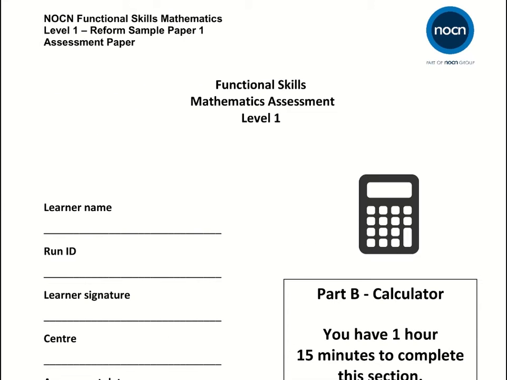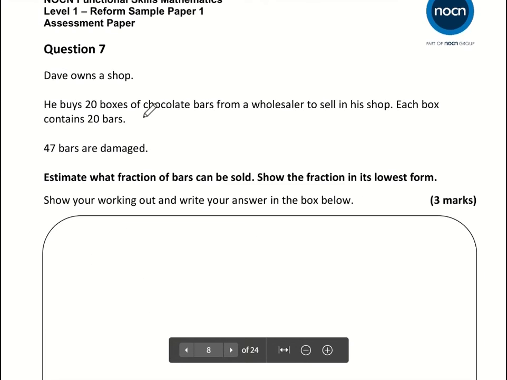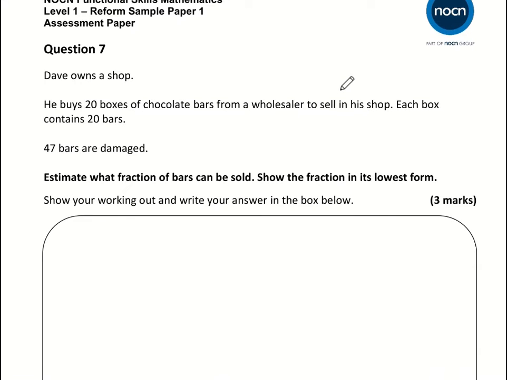Here are the video solutions for NOCN Functional Skills Maths Level 1. This is part B, which is the calculator paper, and this is the sample paper. Okay, so Dave owns a shop. He buys 20 boxes of chocolate bars from a wholesaler to sell in his shop. Each box contains 20 bars. So how many bars is that in total in 20 boxes?